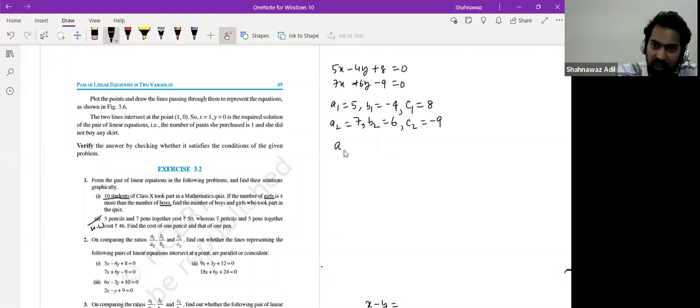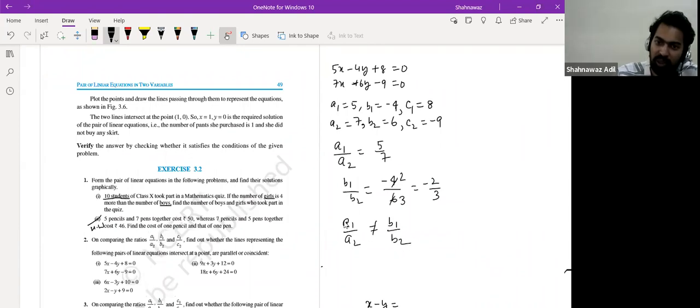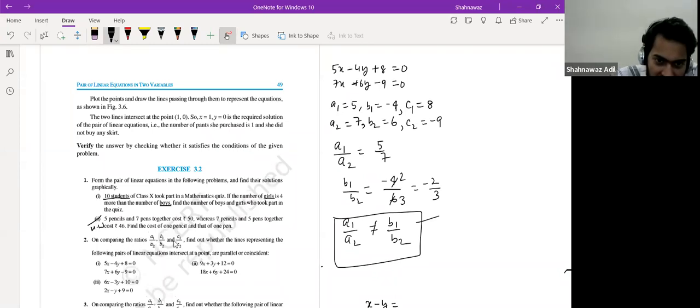So let's calculate A1 by A2. A1 by A2 will be 5 by 7, right? And B1 by B2 will be what? Minus 4 by 6, which is minus 2 by 3, right? So from this we can say that A1 by A2 is not equal to B1 by B2. So this is a unique solution. They are asking, on comparing the ratios, find out whether the lines representing the following pair intersect at a point. So these are intersecting.